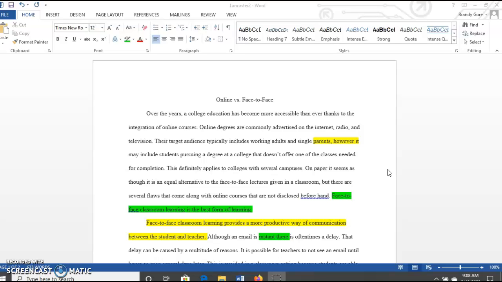So Tyler had an excellent paper, and his was a good one to use as an example. Let's first start talking about a couple of the errors that came up in everyone's papers. So here's one right here. Parents, comma, however it may include. Let's look at the whole sentence. Their target audience typically includes working adults and single parents. However, it may include students pursuing a degree at a college that doesn't offer one of the classes needed for completion.